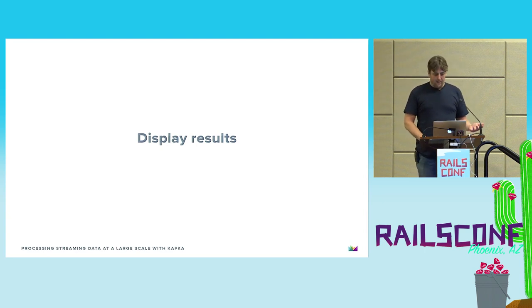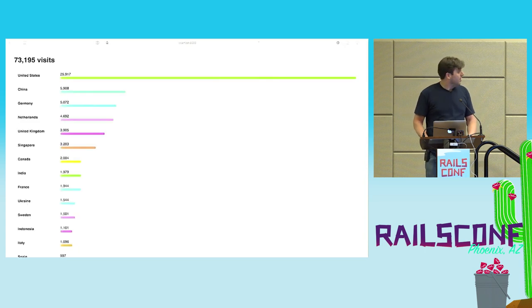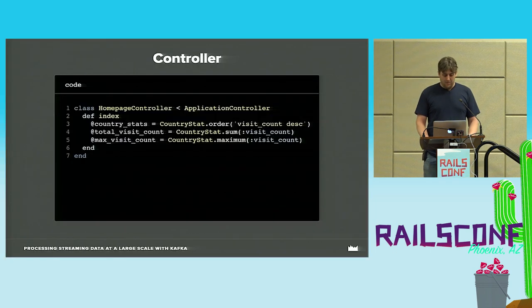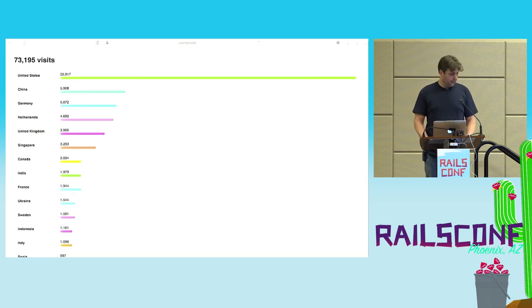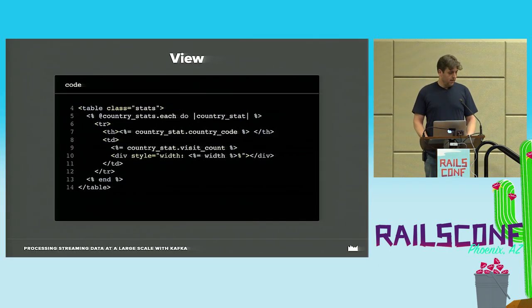And again, if we go back to the Rails side, it's all very standard. So this is our UI for this. If you look at the controller, we're just fetching the country stats that are available with a descending count. Then we also have to get the sum and the max of the counts, so we know how wide the column should be. And in the view, it's just a really simple HTML table which we loop through.